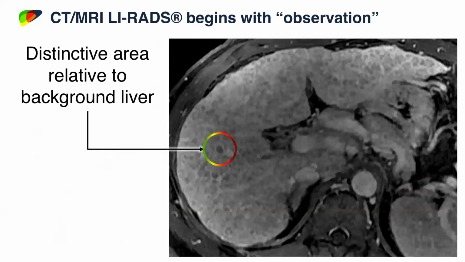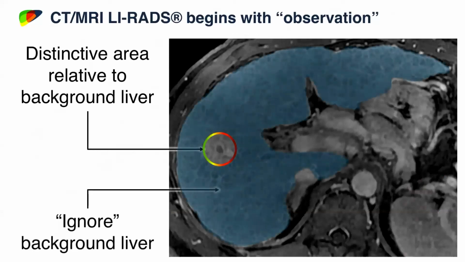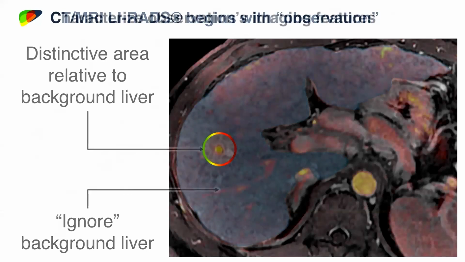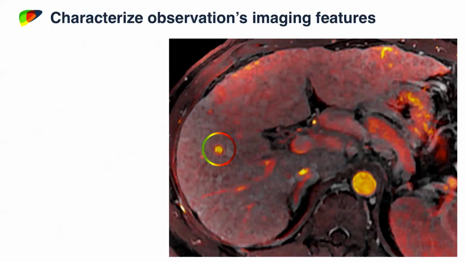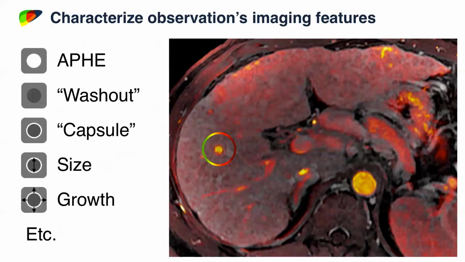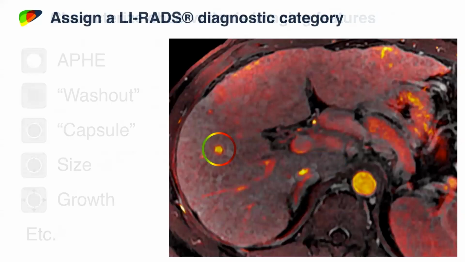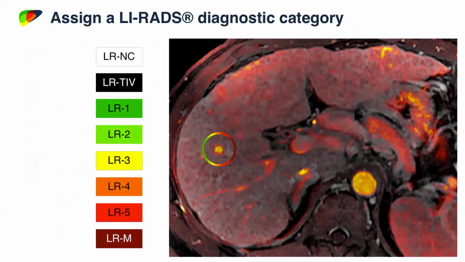Once we've seen the observation, we basically ignore the background liver, and we now focus in on that observation and try to characterize it by looking at its imaging features. So we look at imaging features such as APHE, washout, capsule, size, growth, etc. And based on these various imaging features and combinations of features, we then assign a LI-RADS diagnostic category that includes LR-NC, LR-TIV, LR-1 through 5, and LR-M.